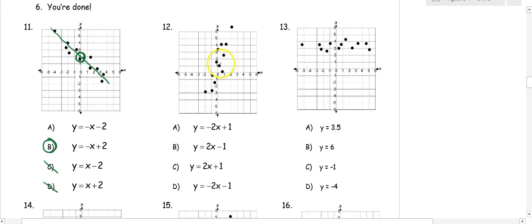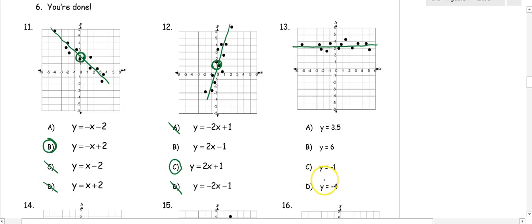Number 12, I can see that this data is going up from left to right. So it's going to have a positive slope, so I can cross out A and C. When I look at my y-intercept, it's close to 1, and C has a y-intercept of close to 1 because it's positive 1. Number 13, this data is kind of going horizontal, so I'm going to draw a horizontal line through the middle of the data.